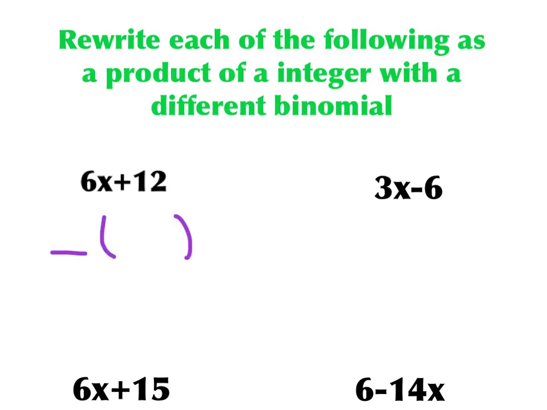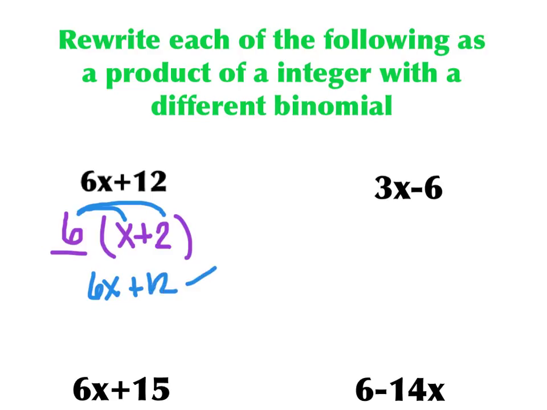Maybe you've guessed it already. I could say it's 6 times what two terms? Maybe x plus 2. Now, you can always check, like we said, if you just take this and distribute it back in, do you get the original 6x plus 12? So you always know if you're correct. And we are. So let's take a look at the next one.